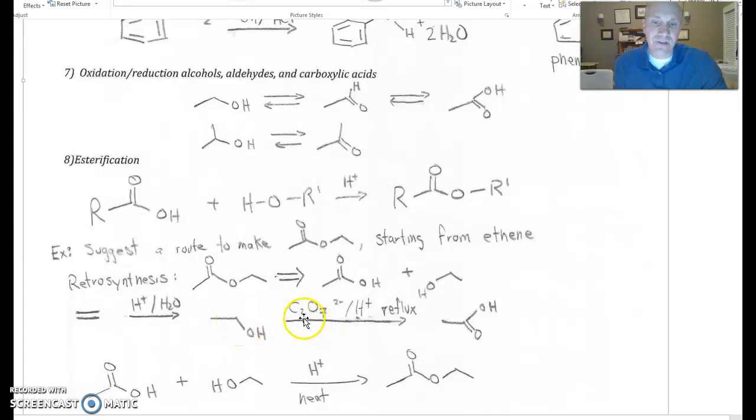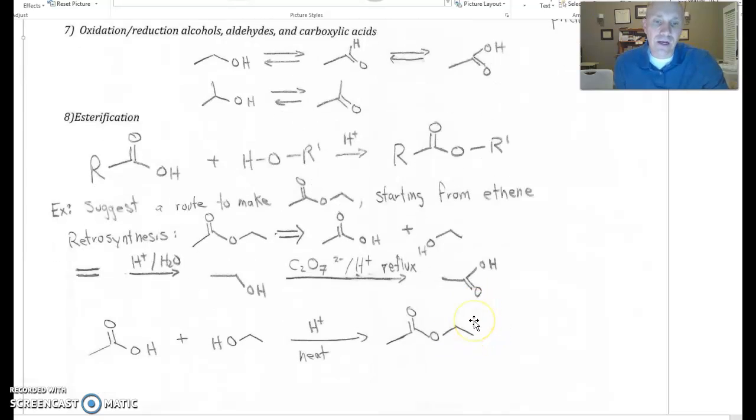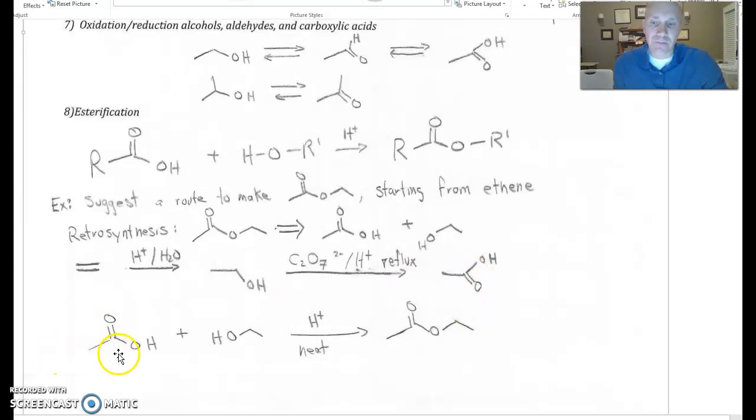Let's save some of this. But let's also take some of this and let's oxidize it with Cr2O7, that should be chromium. So we could oxidize to make some of this right here, which is acetic acid. All right. So taking this compound right here and taking some of this right here, these are now the carboxylic acid and the alcohol that are needed to do an esterification reaction to give our desired product.